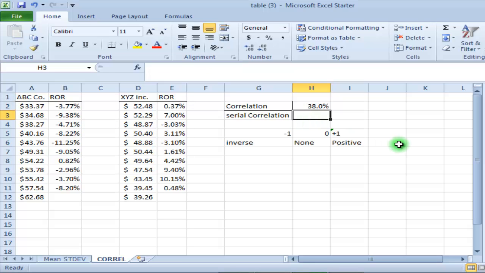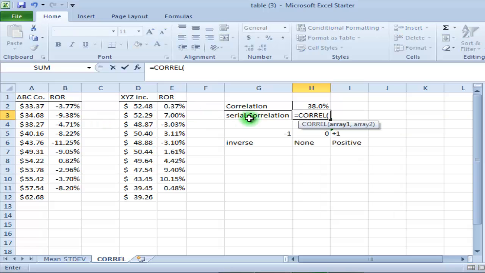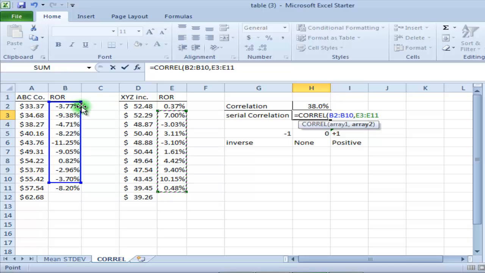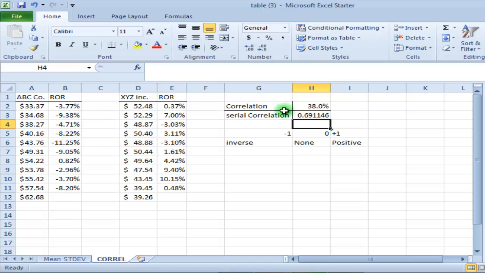And so serial correlation is very similar. It's actually an offset, so what we'll do, I'll do correlation again, C-O-R-R-E-L, and then our array is actually going to be the same thing except for leave off the bottom value, and then compare it to the previous. So we have the most recent day, this 377 right here is the most recent day, versus yesterday's return of 7%. And so what that's saying is, how does XYZ today correlate to tomorrow ABC? And so we'll get some number, and that's 69.